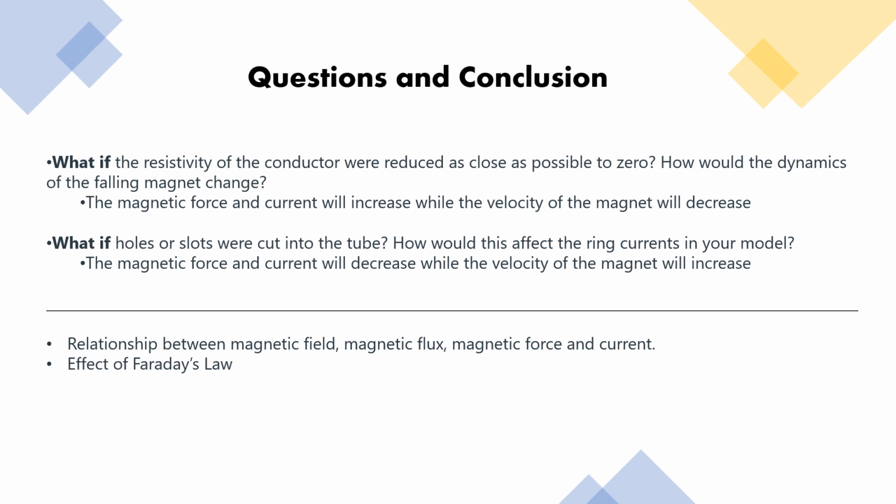What if holes or slots were cut into the tube? How would this affect the ring currents in your model? Well, the magnetic force and currents will decrease while the velocity of the magnet will increase.